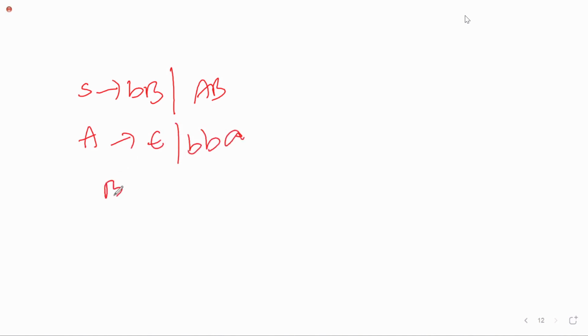Last example, ma. Everyone try. S tends to BB or AB. A tends to epsilon or BBA. B tends to AAA. Tell me the final answer. Everyone try, and if you still have doubts, ask. CNF is very important. If you understand this, then GNF is very simple.